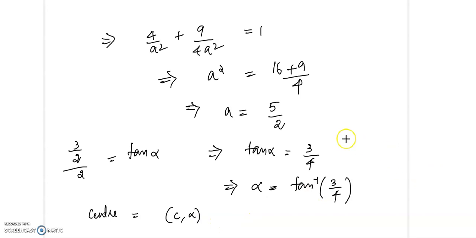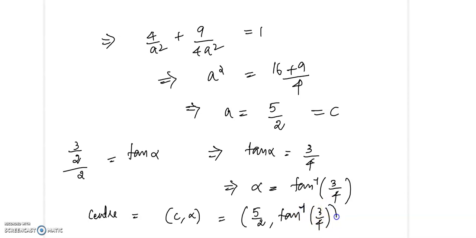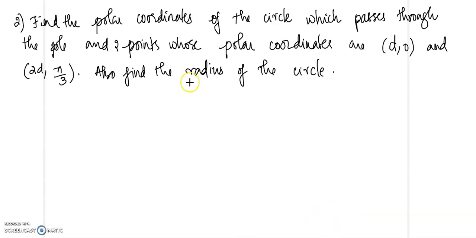So C is equal to, so this is equal to the value of C. So that will be equal to 5 by 2 tan inverse of 3 by 4. So that is the circle. The next problem is to find the polar coordinates of the circle which passes through the pole, and 2 points of polar coordinates are d0 and 2d pi by 3, and also find the radius of the circle.